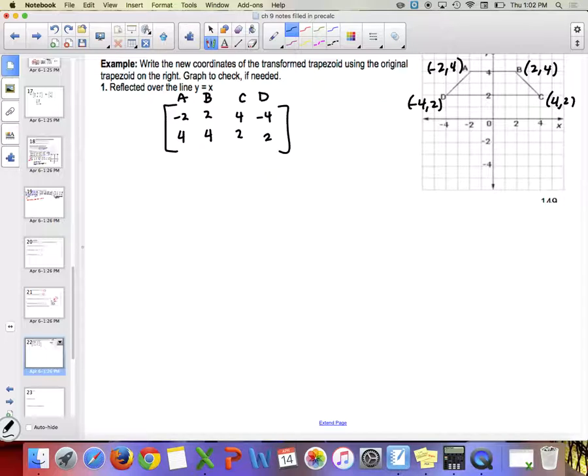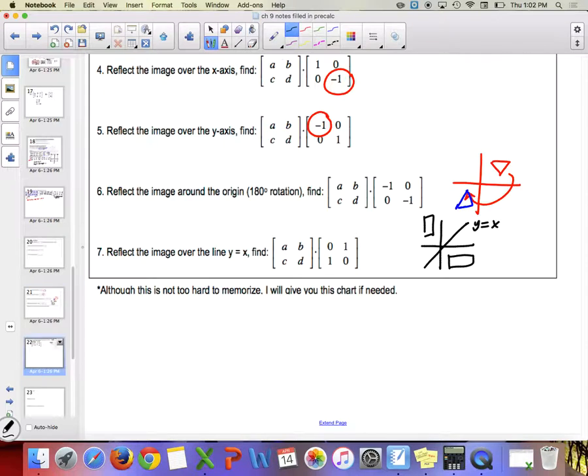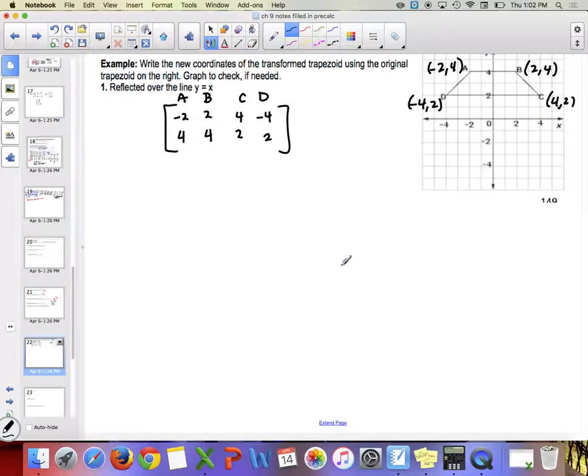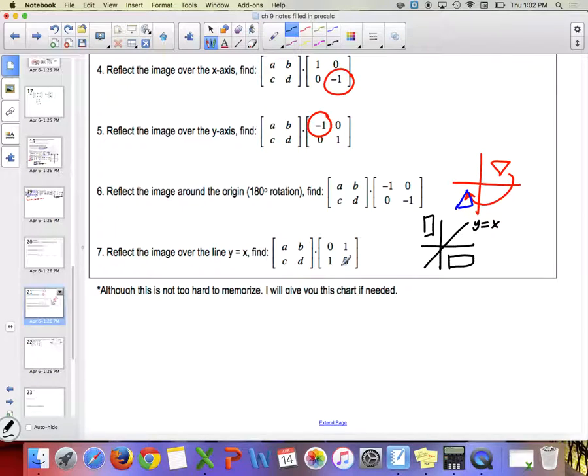And if we're reflecting over the line y equals x, if we look at our handy dandy chart, it says that we just basically, instead of having the identity, 1, 0, 0, 1, we switch our zeros and ones. Oops, I had that on the wrong side, I think. Man, I do have these on the wrong side. I thought I fixed this image. This should be over here. This should be over here.